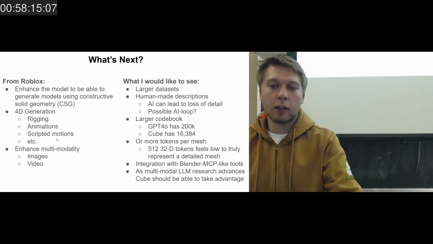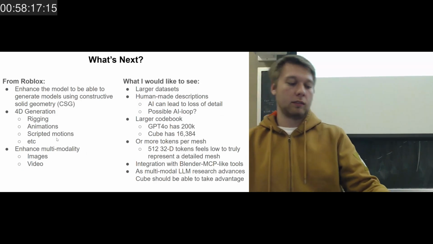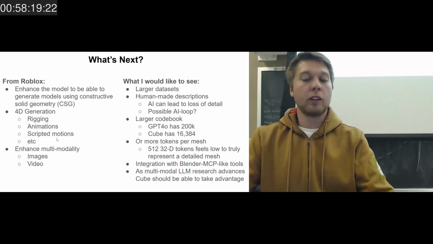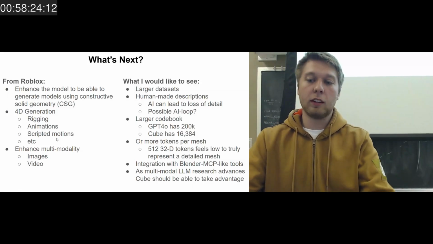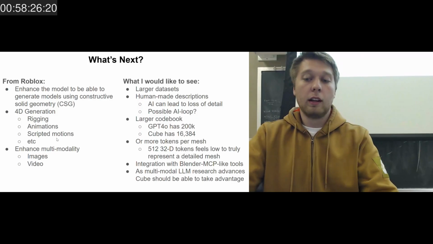If you think about each token as a shape, as each LLM token is a word, you're only getting 512 shapes to create an entire mesh. That's obviously not good enough for detailed meshes. It's okay for low poly.